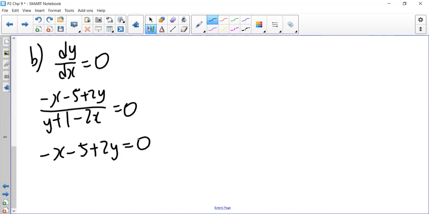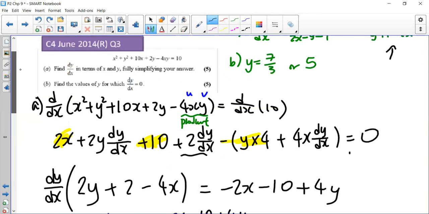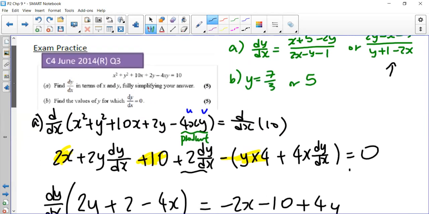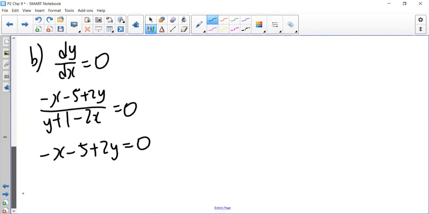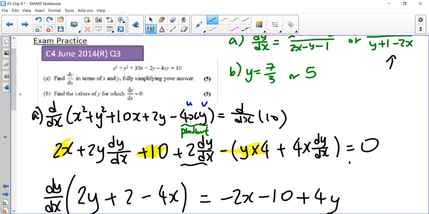Okay? Just gone. Right? Just gone. Like the burger at McDonald's, just gone. So multiply over, just gone. Now next, what can you do then? Right? You want dy by dx equals 0. So you've got an equation here. So the question is, what do you do next?